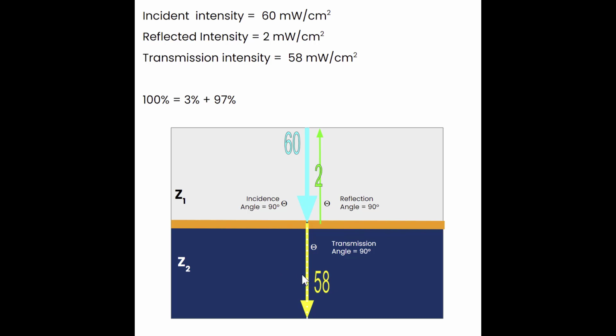Now we can confirm that, or we could have calculated that first by taking 58 and dividing it by 60. 58 divided by 60 is 97%. 100% minus 97% would have helped us to calculate the IRC with the leftover. Because remember, reflected intensity plus transmission intensity must equal the incident intensity, and the IRC plus the ITC has to equal 100%.